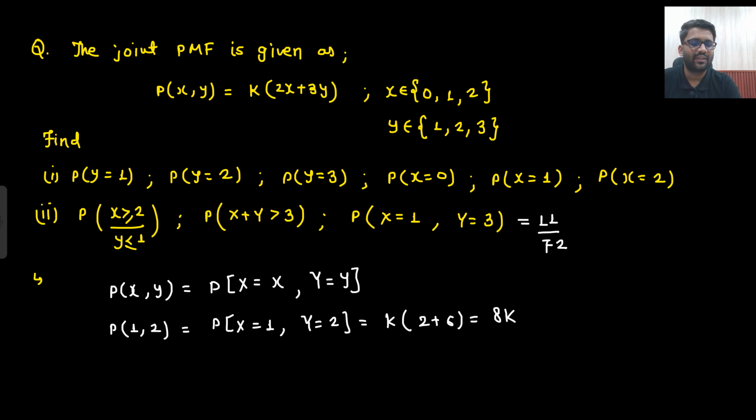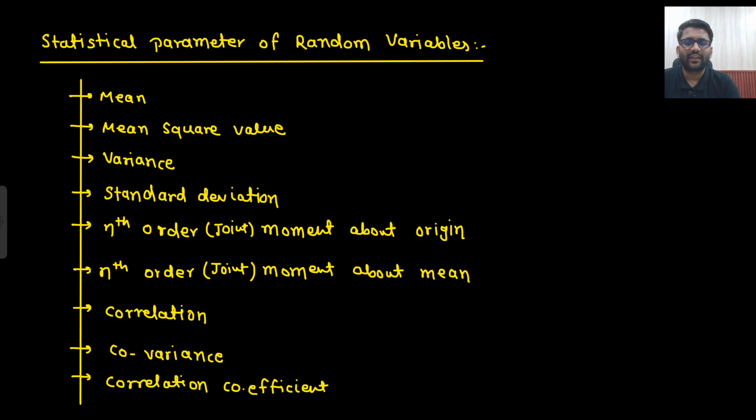This is your two-dimensional random variable that we have understood. Next we need to study the statistical parameters of random variables in the next lecture. We will talk about mean, mean square value, variance, standard deviation, nth order moment about origin, nth order joint moment about origin, nth order moment about mean, nth order joint moment about mean, correlation, covariance and correlation coefficient. All these things we will talk about in the next lecture.